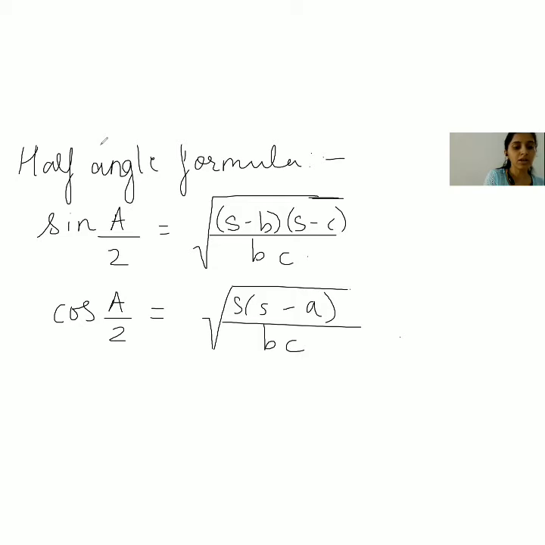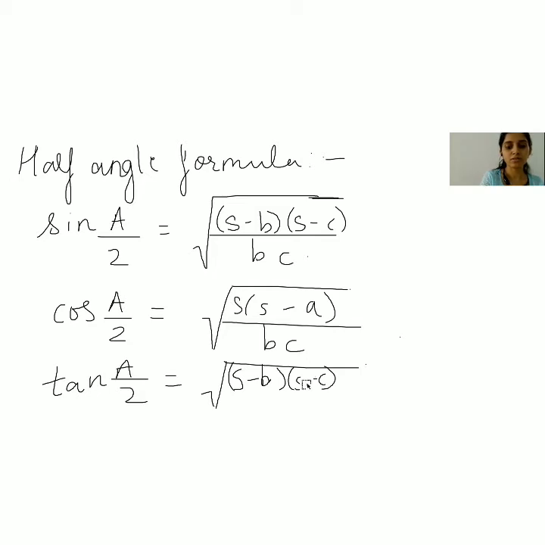That will be tan of A by 2 is equal to, we'll divide the two. So what do we get? s minus b, s minus c, that's your numerator, and your denominator will be s into s minus a, right? So that will be your denominator. Tan A by 2. Now how do we prove this?